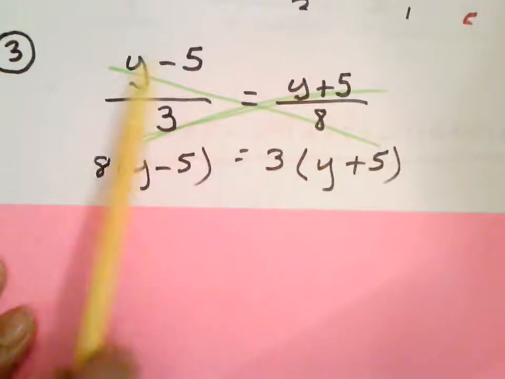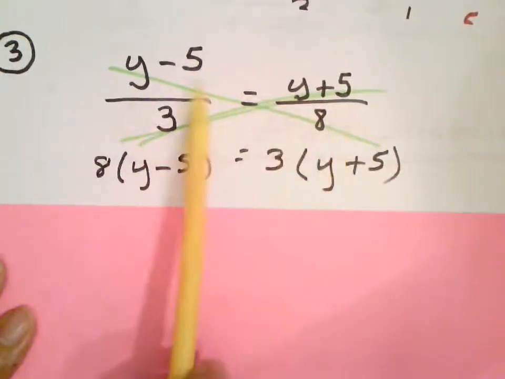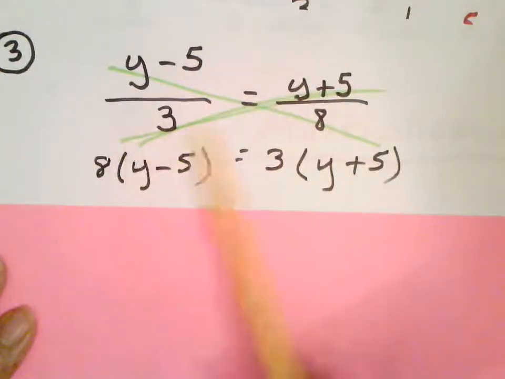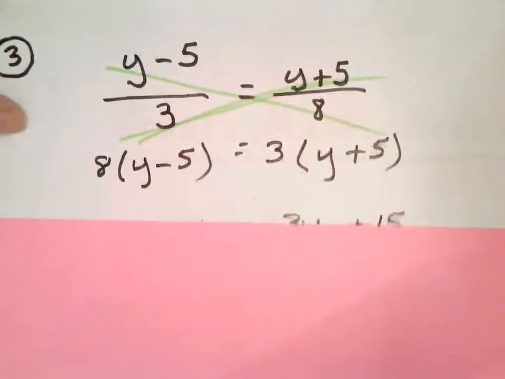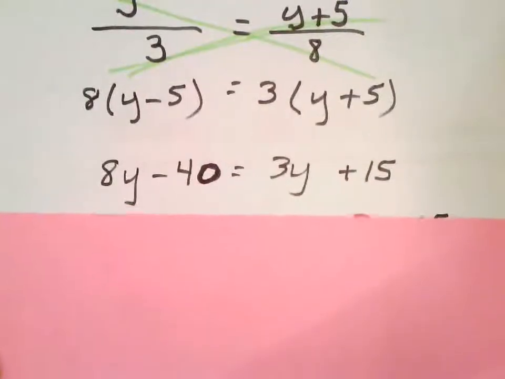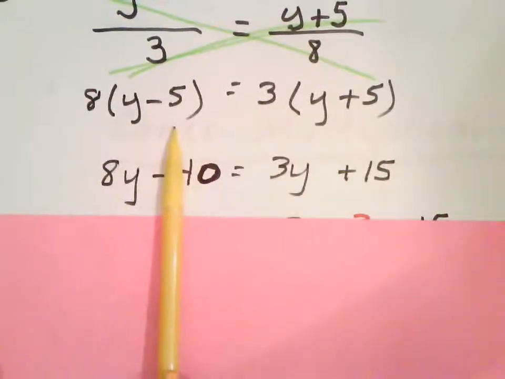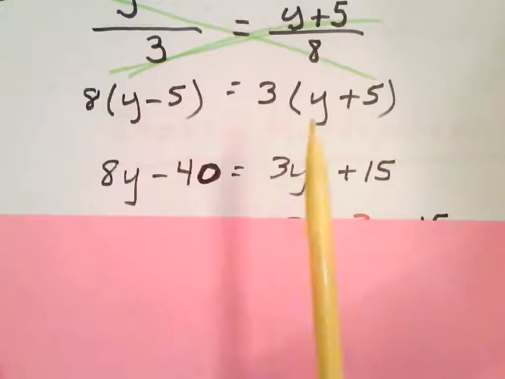I'm going to cross multiply. See this? I'm cross multiplying 8 times the quantity y minus 5, and 3 times the quantity y plus 5. Then I'm going to use my distributive property. 8 times y, 8y. 8 times a negative 5, negative 40. 3 times y, 3y. 3 times 5, 15.